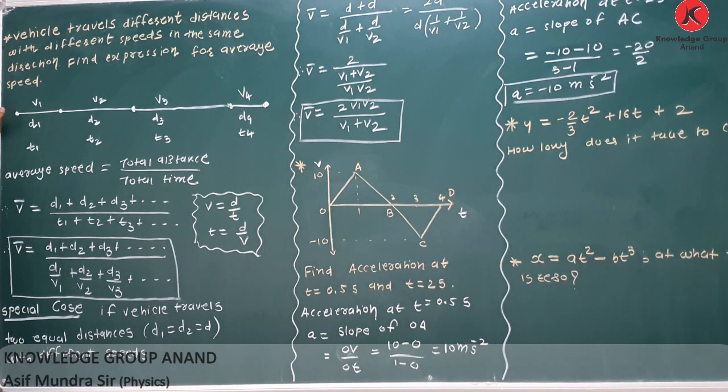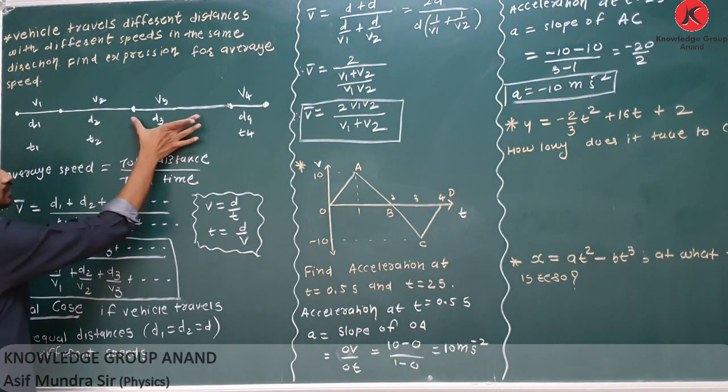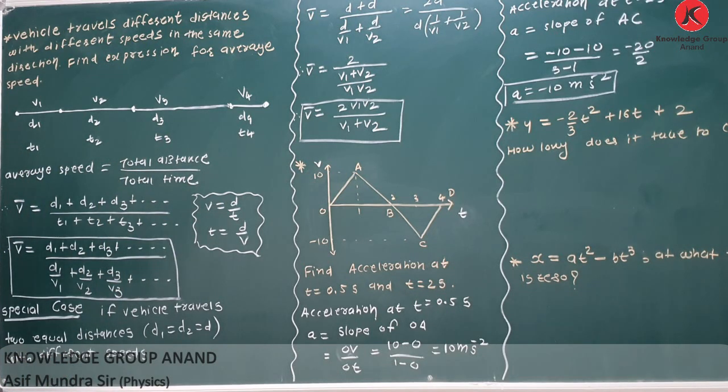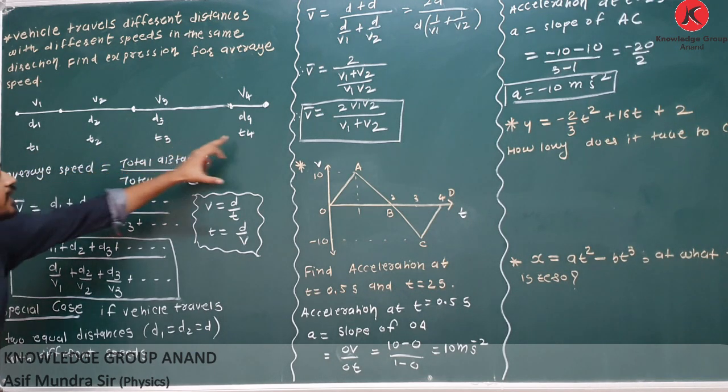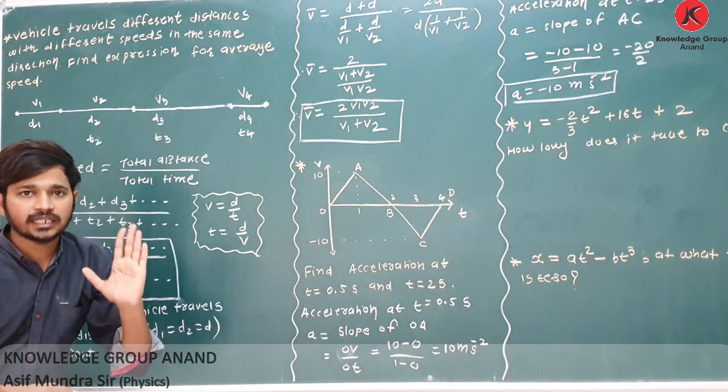Find the expression for average speed. See, for example, this distance d1 is covered with speed v1. This distance d2 is travelled with speed v2. Distance d3 with speed v3, d4 with v4. And the time taken for such travelling is respectively t1, t2, t3 and t4. Simple. It means to travel distance d1 with speed v1, the time is t1. To travel distance d2 with speed v2, the time is t2, and so on.